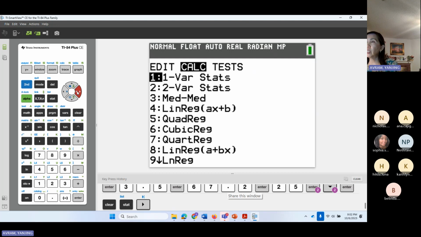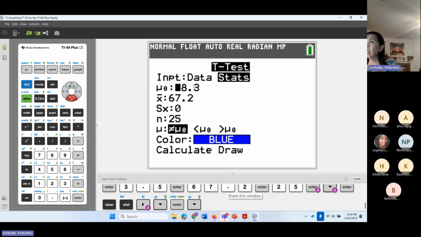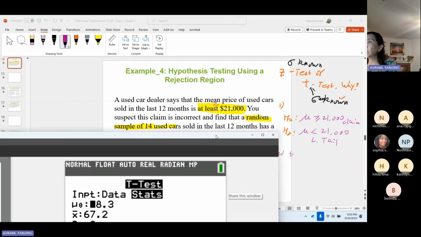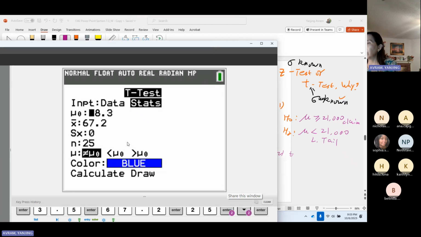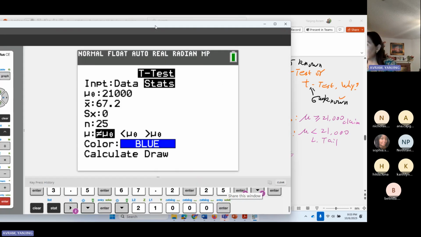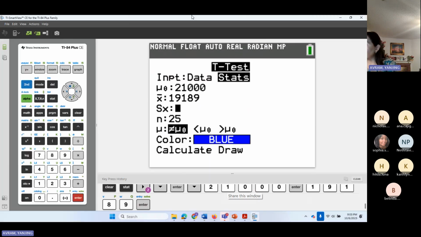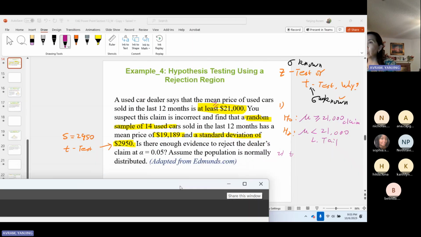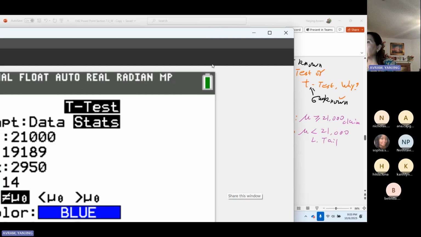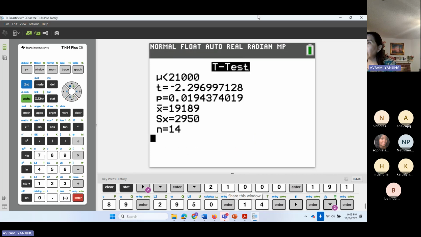The good thing is the calculator also helps you find the p-value. So we go to the test, but this time we use the t-test, not the z-test. The interface is similar, but the outcome will be different from the z-test. Mu is 21,000, the x-bar is 19189, the sample standard deviation is 2950, and n is 14. We said earlier this is a left tail test, less than, so we choose the left tail test, and then we hit calculate.